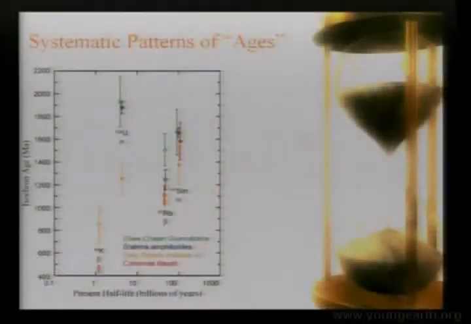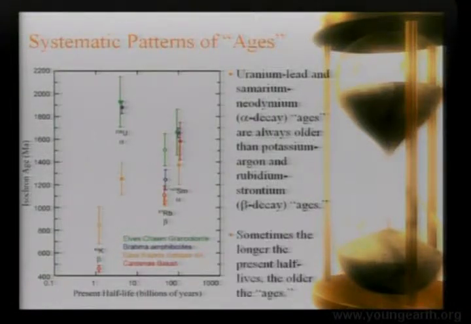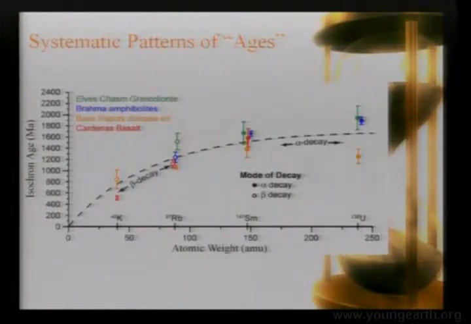And this is the systematic pattern we saw when you plot all those together. The uranium-lead and samarium-neodymium or alpha decay ages were always older than the potassium-argon and rubidium-strontium or beta decay ages. And sometimes the longer the present half-lives, the older the ages. That is, the slower the present decay rates, the older the ages. We also found this relationship, where the heavier the parent atom, the older the age. The heavier the parent atom, the higher the atomic weight, the older the age.